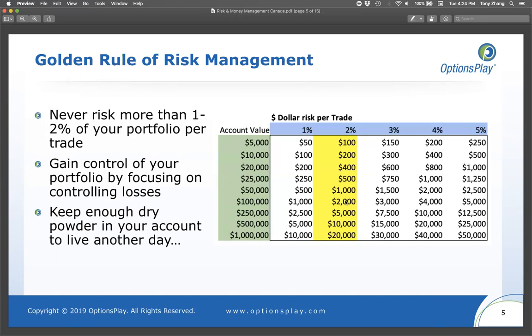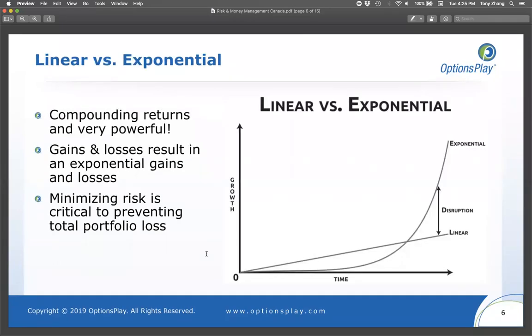And the goal of providing good risk management is simply to make sure that you have enough dry powder in your account to live another day. Because if you blow up your account, then you no longer have any more capital to continue trading, and that's what we want to avoid for everyone. So everything we're going to do today is going to work backwards to show you why.